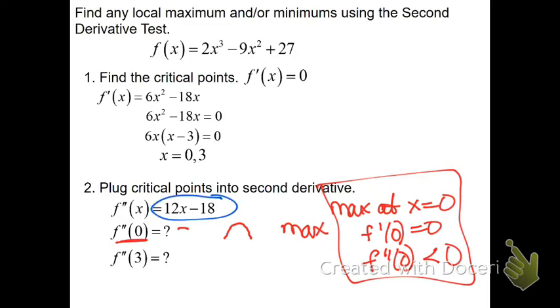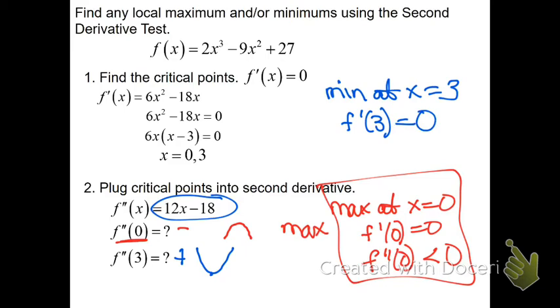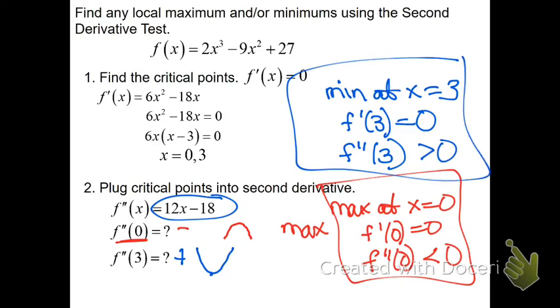Plugging the 3 into my second derivative, I get a positive answer, which means concave up, which means this is a minimum. So I'll say formally, minimum at x equals 3 because f prime of 3 is 0 and f double prime of 3 was positive. That's how you have to justify using the second derivative test.